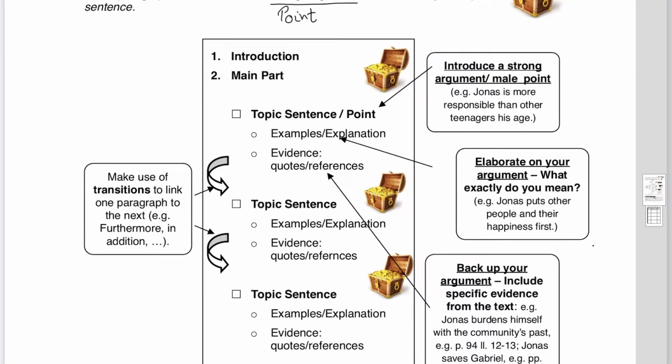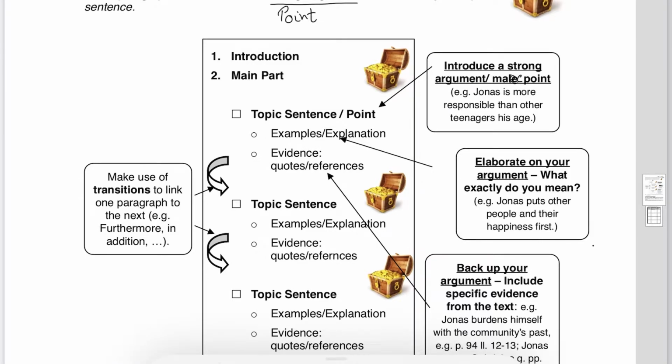You always have a topic sentence in which you make a point. You introduce a strong argument and make a point. And I have misspelled make here. It actually should say make a point. Sorry. I will correct that later on so it's correct on your sheet. So you make a point. For example, Jonas is more responsible than other teenagers his age. This is a point, an argument, a statement.